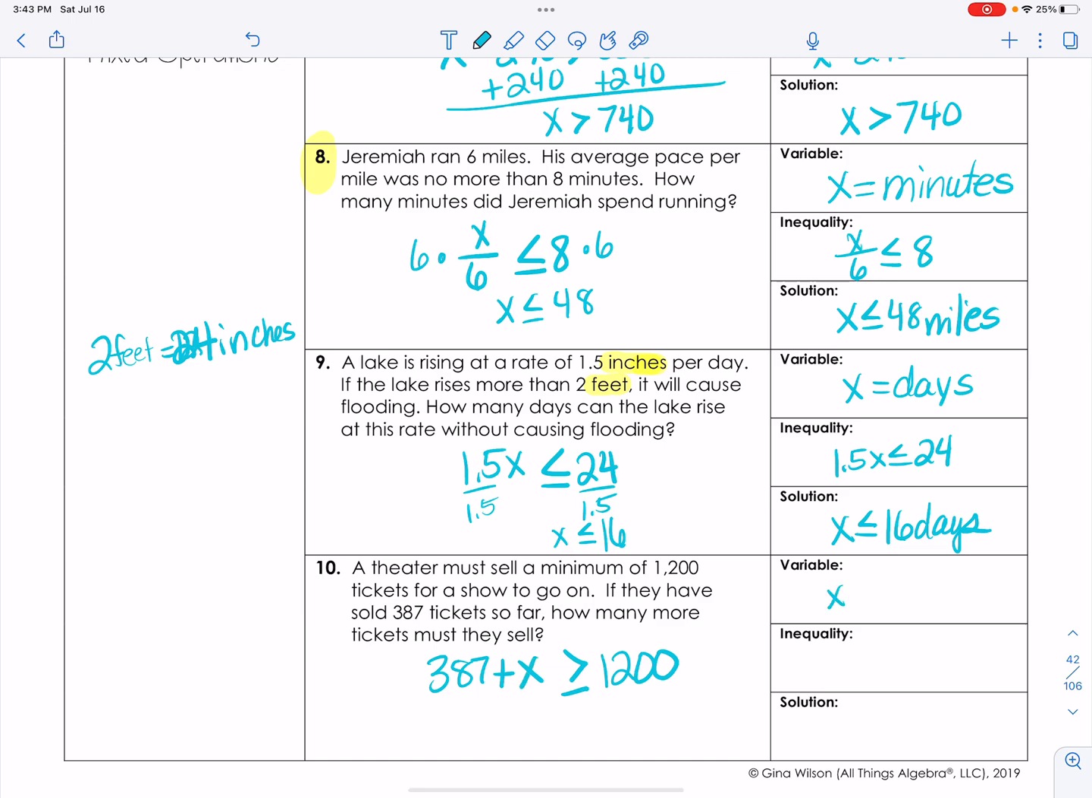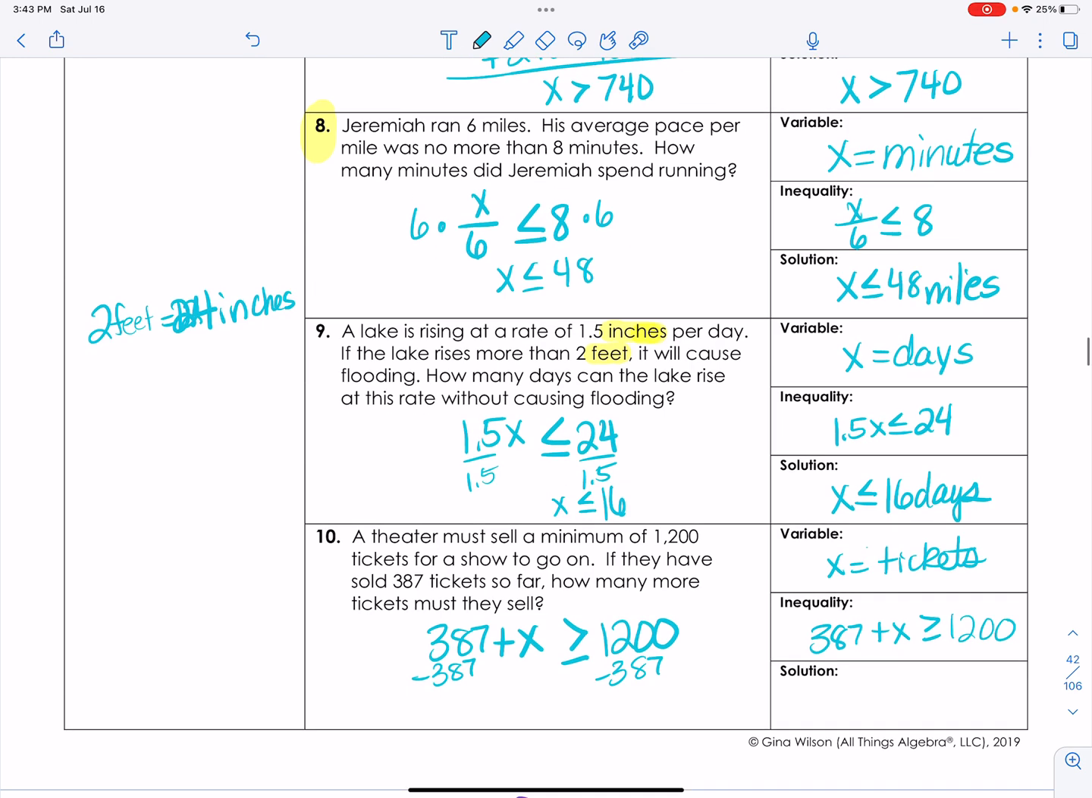So my variable is going to be tickets. My equation is 387 plus x is greater than or equal to 1,200. And I'm going to minus 387 from both sides. And my answer has to be at least 813 tickets.